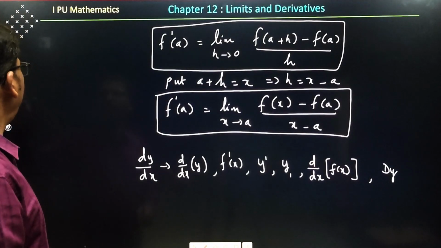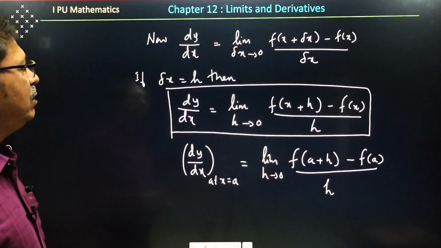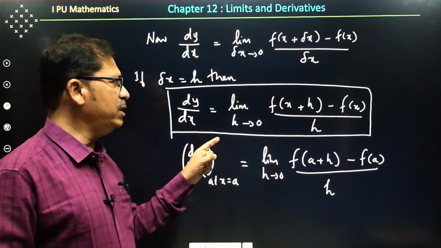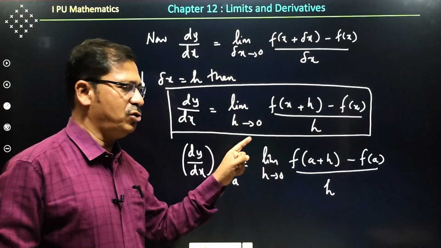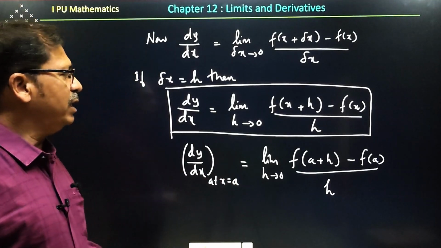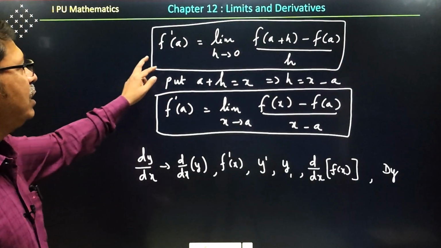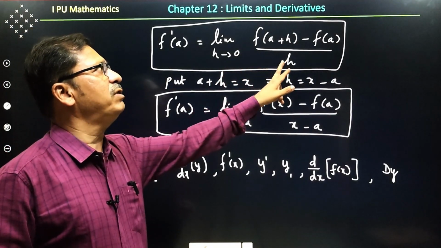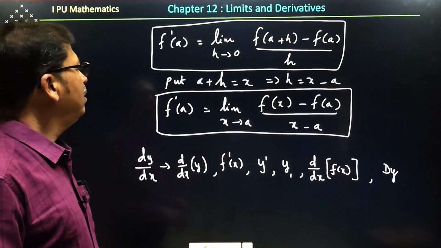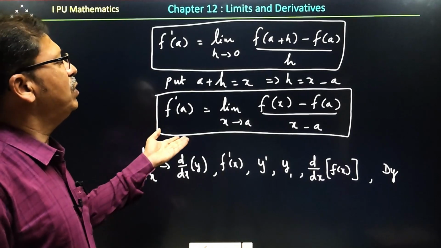The derivative of the function, dy by dx, is equal to limit h tends to 0 of f of x plus h minus f of x, divided by h. This one you need to remember. Next, the derivative of the function at x equal to a is given by limit h tends to 0 of f of a plus h minus f of a, divided by h. And this is the alternative form.